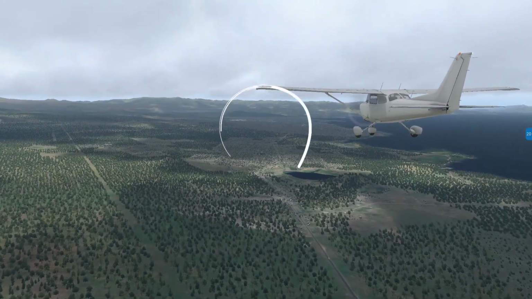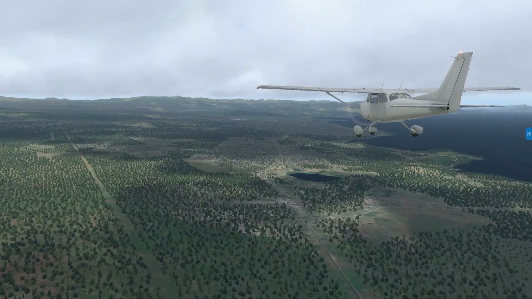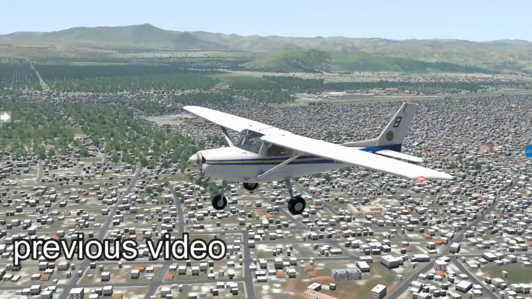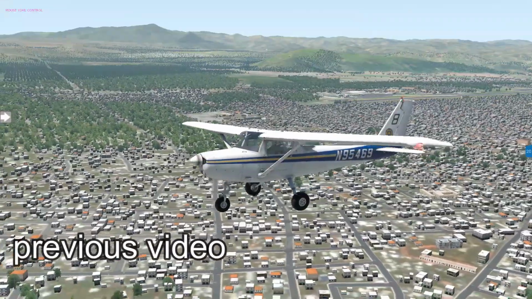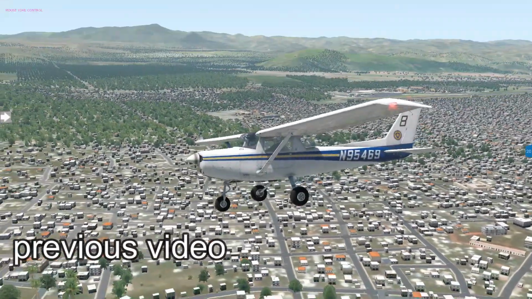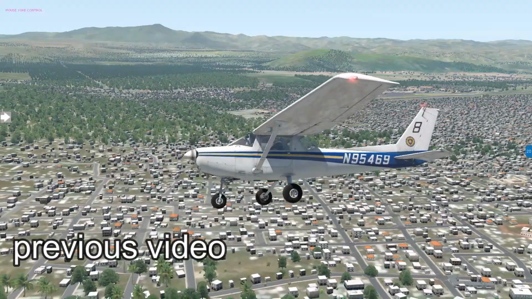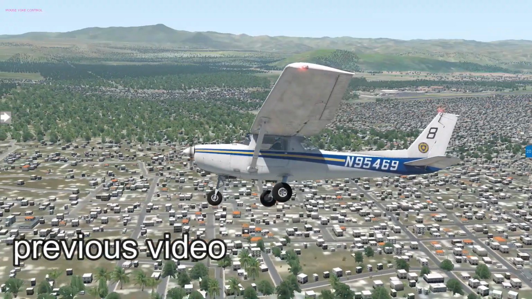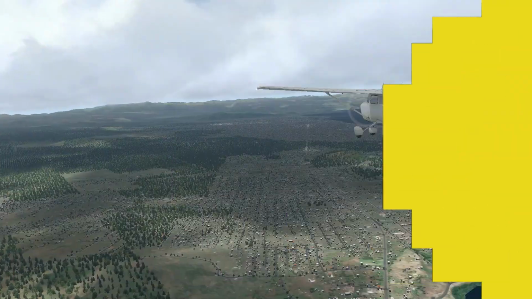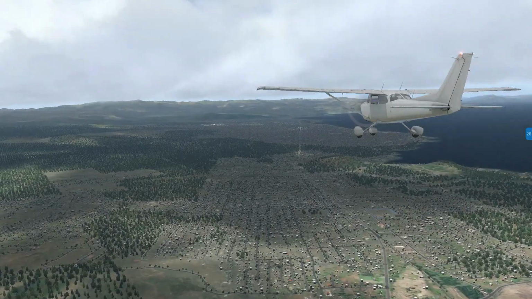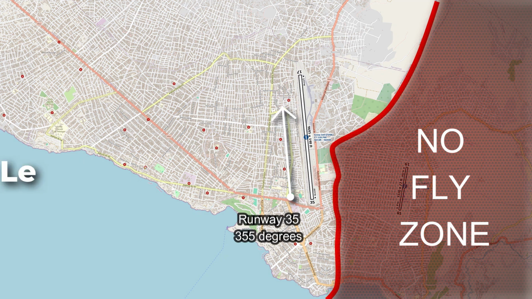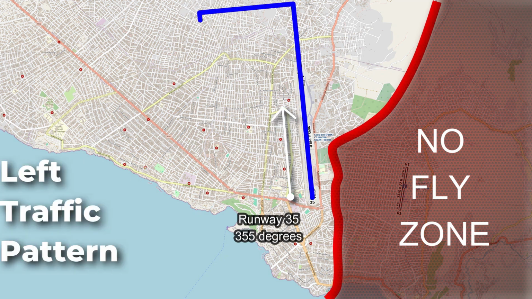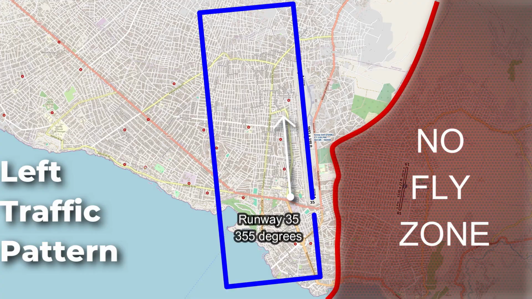As we head to Goma International Airport, I want to do a traffic pattern there. On the last video, we used runway 17 as our pattern runway, and due to the border with Rwanda, only the west side of Goma International Airport is usable. So we did a right traffic for runway 17. This time I want to use runway 35 as our pattern runway. If you fully understood the last video and with only the west side of Goma Airport being usable, you will agree with me that a left traffic will be suitable for runway 35.